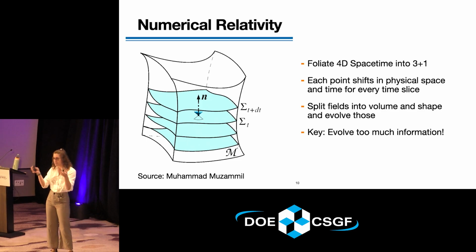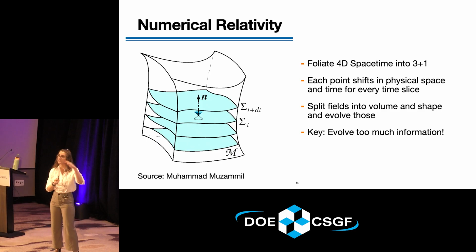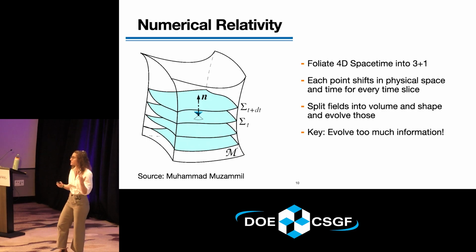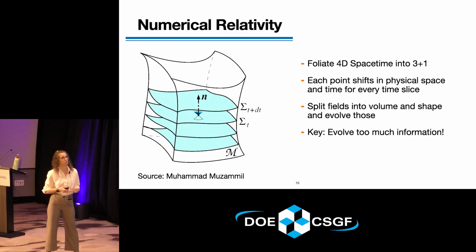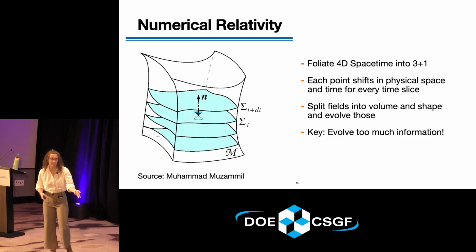So within our 3-dimensional space that we're simulating, each point can shift in physical space and time between every time slice, right? This is how we actually capture the curvature of the universe. But this is also where the art of numerical relativity comes in, because you have a choice as to how exactly those points are going to shift. Your coordinate points will shift. And then, of course, we actually want to simulate something. We don't just want a blank universe. We want to put stuff in it.